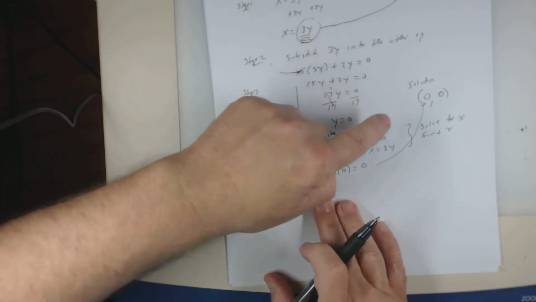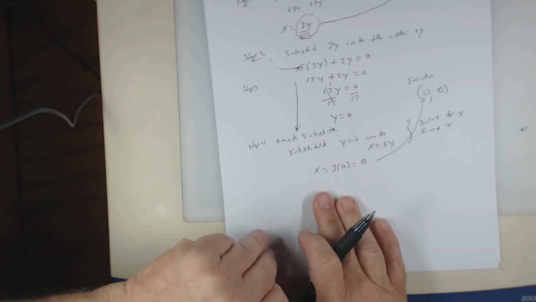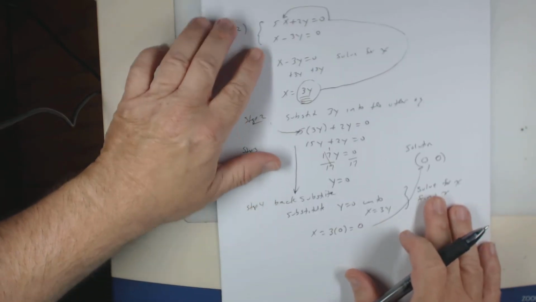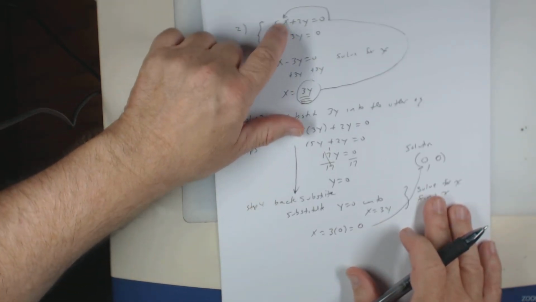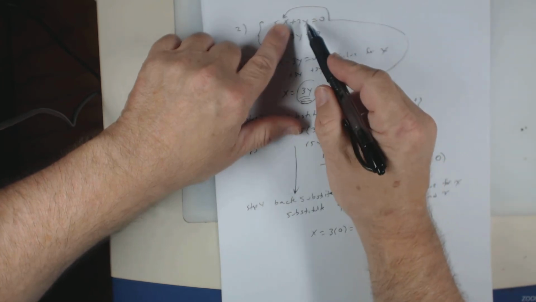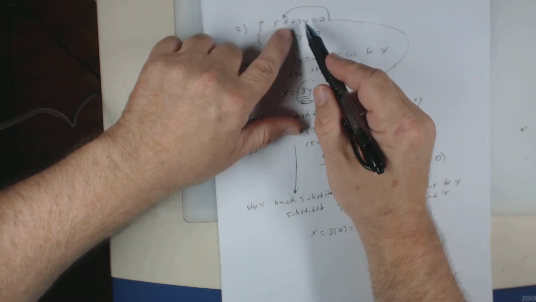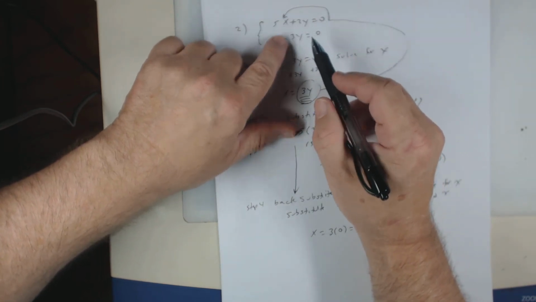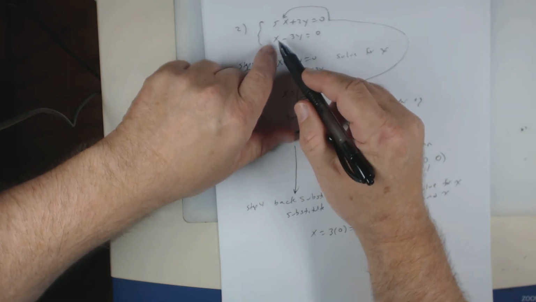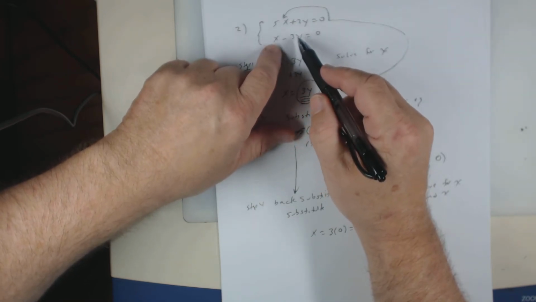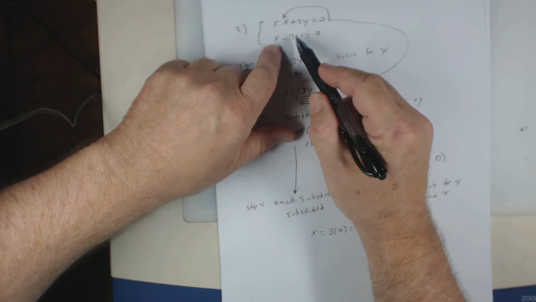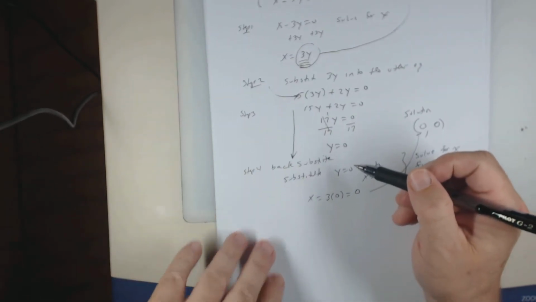So that's why you need to always check. Always go back and check in the original. What's 5 times 0? What's 2 times 0? What's 0 plus 0? Okay, that's what you wanted. What's x? What's 3 times 0? What's 0 minus 0? So that works.